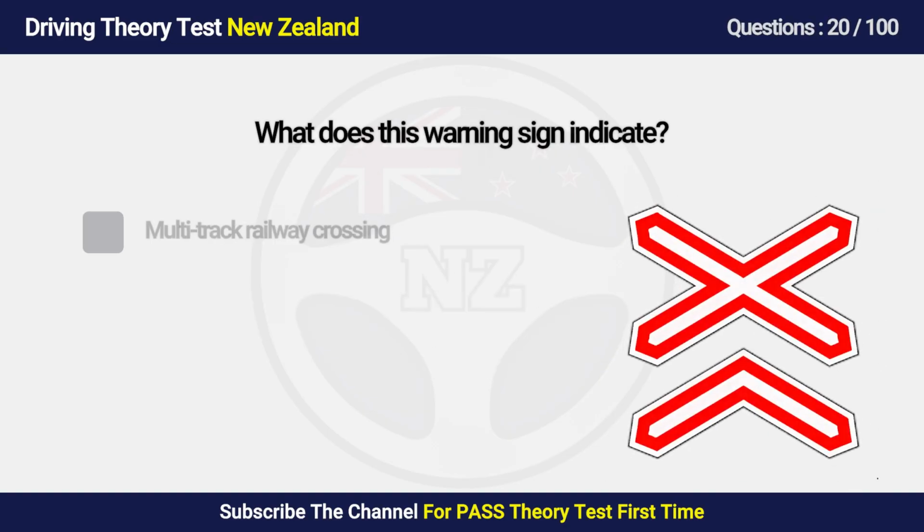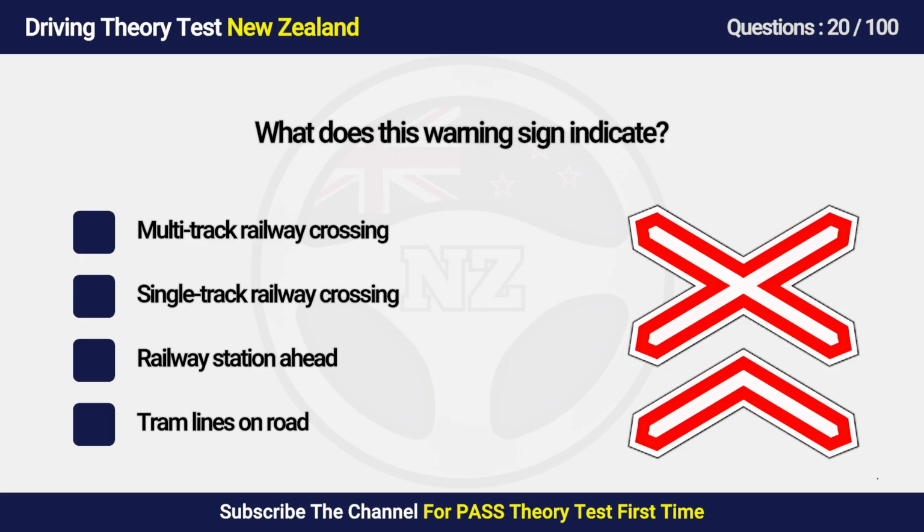Question 20. What does this warning sign indicate? A. Railway crossing, B. Railway crossing, C. Railway station ahead, D. Tram lines on road.